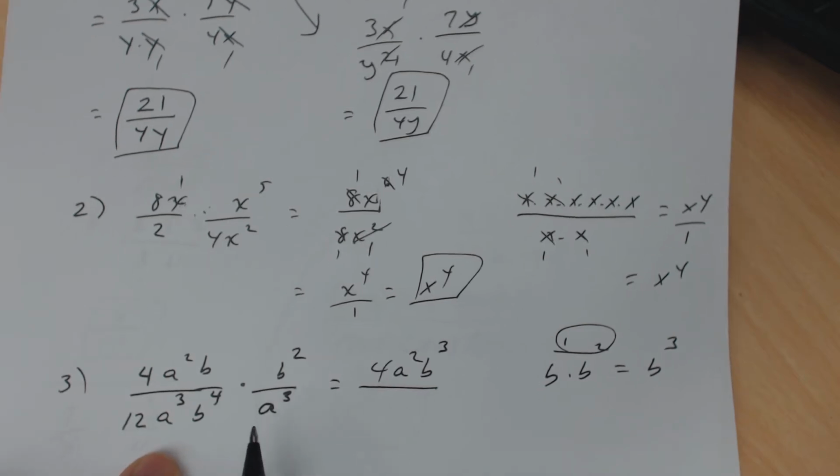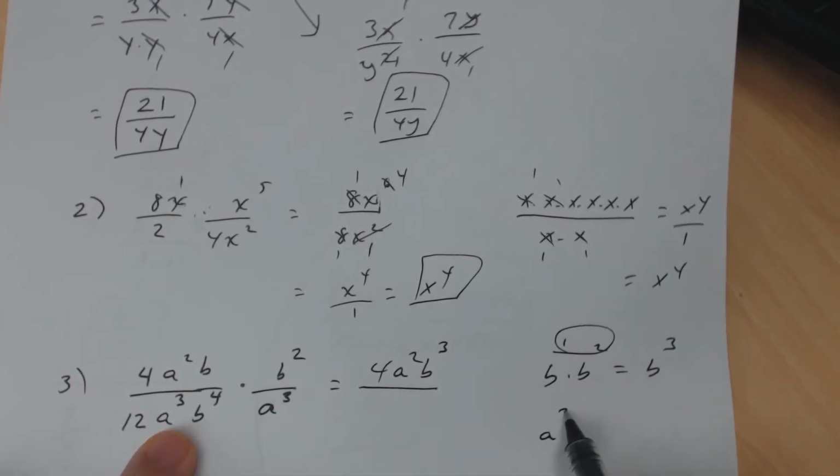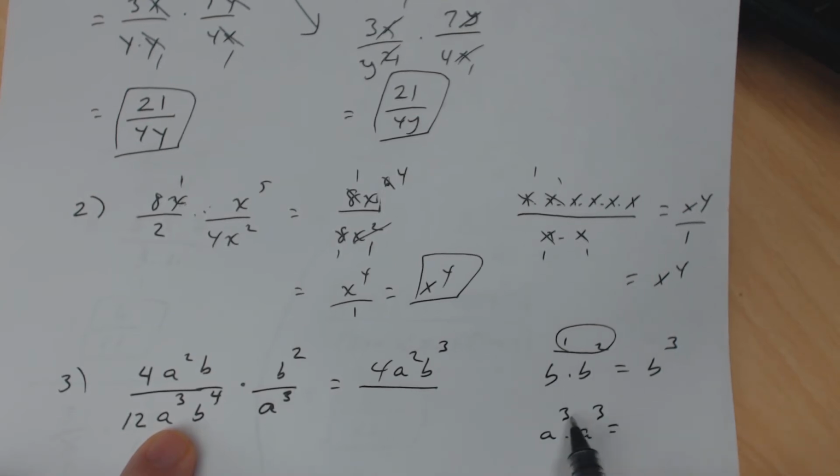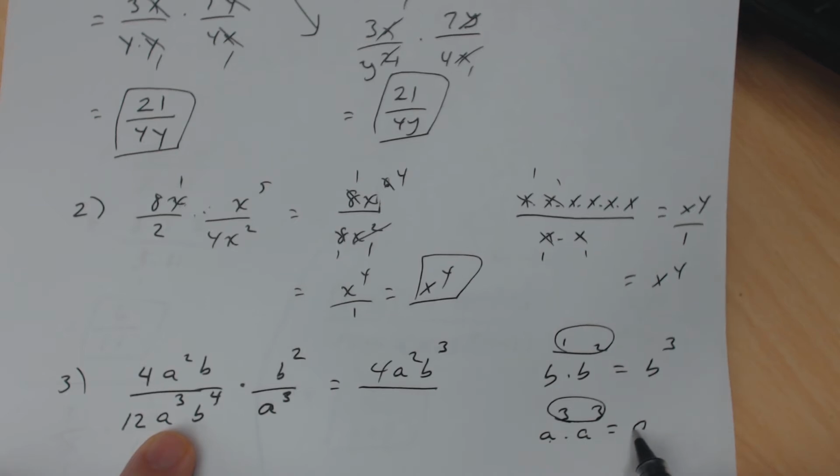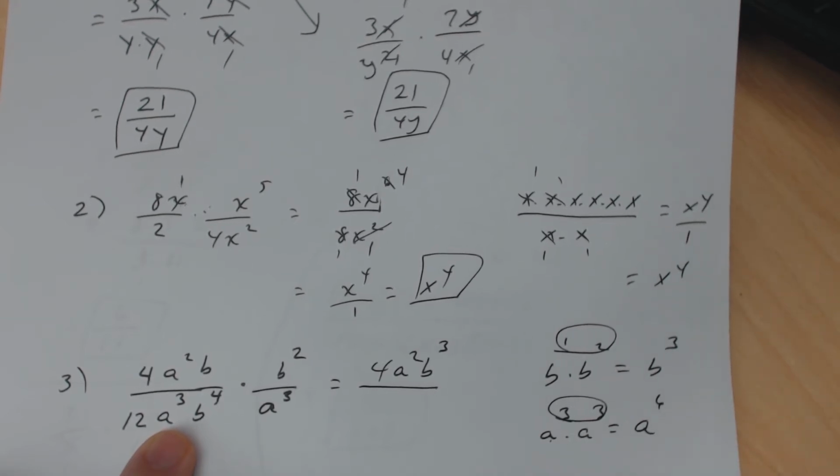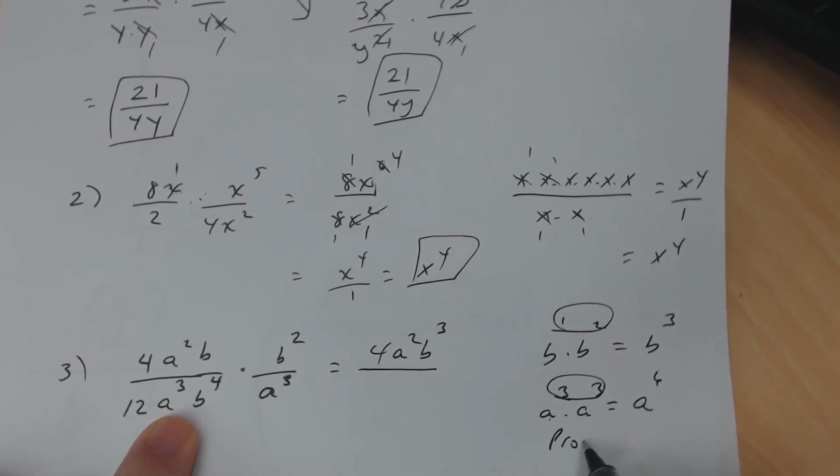Now in the denominator, you see this a cubed times a cubed? Same idea. When you multiply like bases, you add exponents. A cubed times a cubed is a to the 6. Again, the product rule.